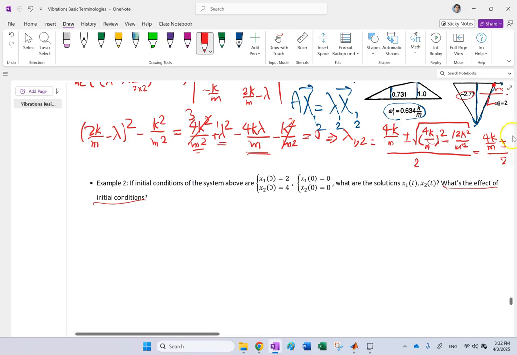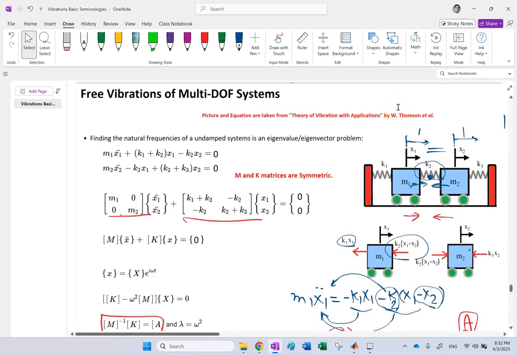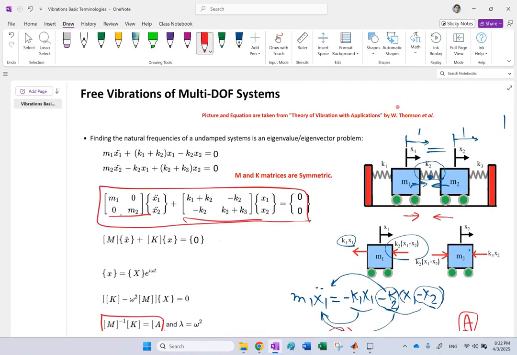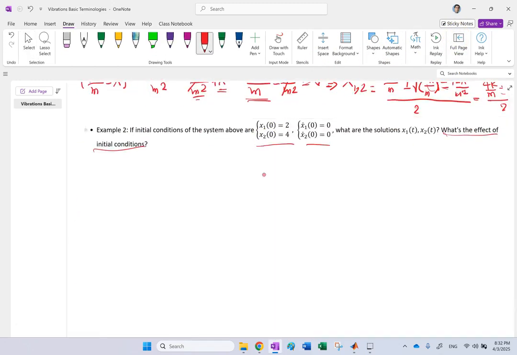So what are the initial conditions? Remember, you have 2 second order ODEs, correct? If you look at your governing equation, there are 2 second order ODEs, so you need 4 initial conditions: 2 for x's, 2 for x dots. And this is exactly what I have provided here for you. Both masses start from rest, and the initial condition is 2 meters for x1 and 4 meters for x2, and then I let the system oscillate. What's going to happen? Well, let's take a look.